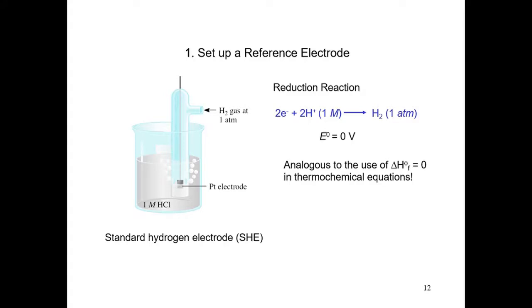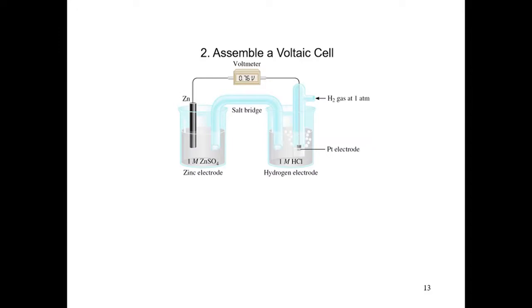How do we run the Celsius scale of temperature? We have arbitrarily set 0 Celsius to be the freezing point of water. It's kind of like a choice we made as a reference for other temperatures. Okay, so step number 2 is we're going to assemble a Voltaic cell. But in this case, we're going to test our substance of interest against the standard hydrogen electrode, SHE.